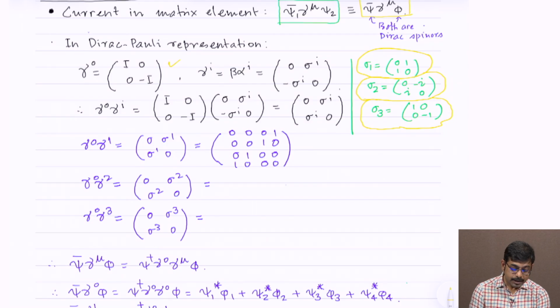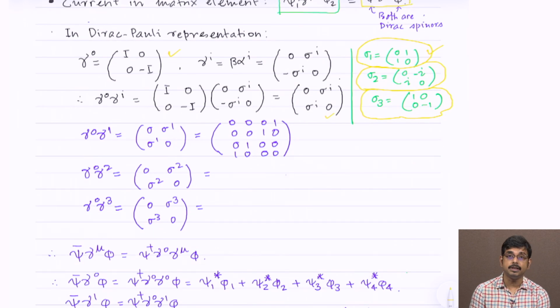So, the gamma 0 gamma 1, this multiplication of the Dirac matrices, will be basically (0 sigma 1; sigma 1 0) following this formula, and if you now explicitly use sigma 1 like (0 1; 1 0), it will take a form like 0 0 0 1, 0 0 1 0, 0 1 0 0, 1 0 0 0. Gamma 0 gamma 2 will be (0 sigma 2; sigma 2 0).